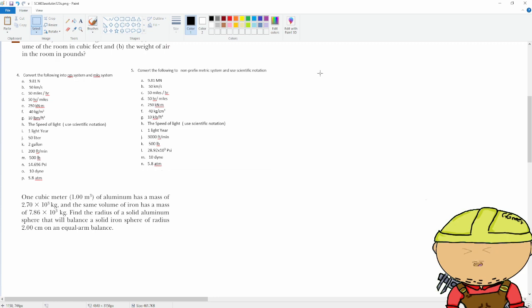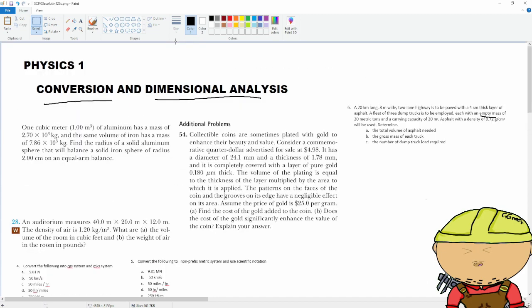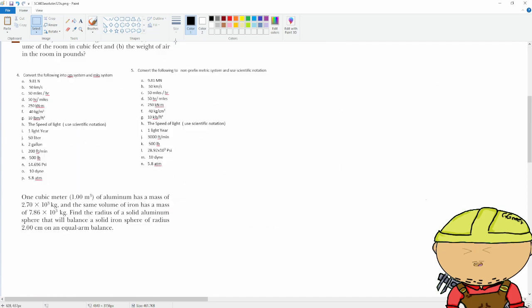Part 2 of our P6 problem solving. The topic for today is conversion and dimensional analysis. So our part 2 will be focusing on the conversion part. We're gonna get started right away.